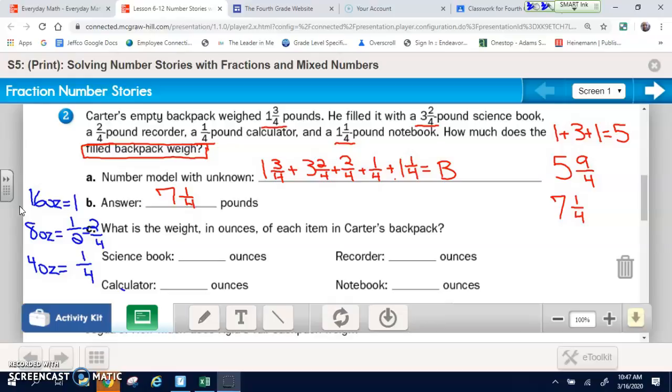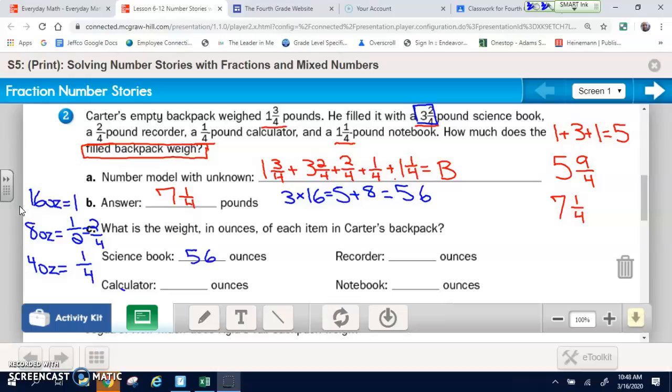So we now need to go through and determine each of these different items. So if his science book weighs 3 2/4 pounds, for my 3 wholes, I can do 3 times 16. And then I want to add to that my 8 extra ounces because we also have 2/4 of a pound. So we're going to get 48 ounces once we multiply, plus the 8 ounces is going to equal a total of 56 ounces for his science book.